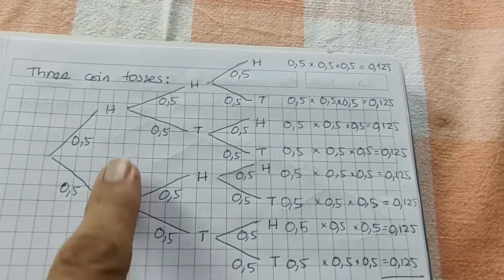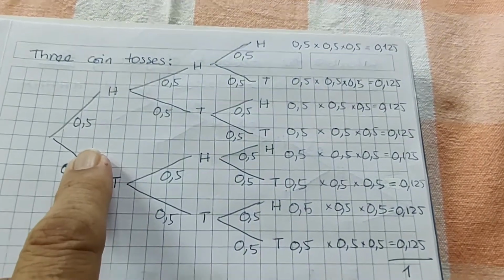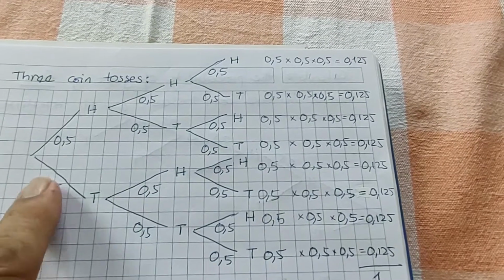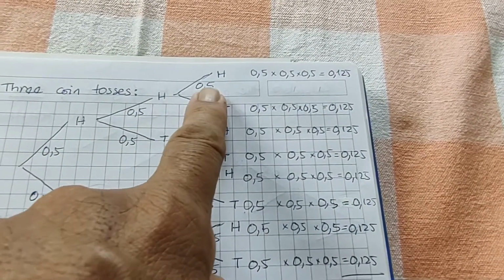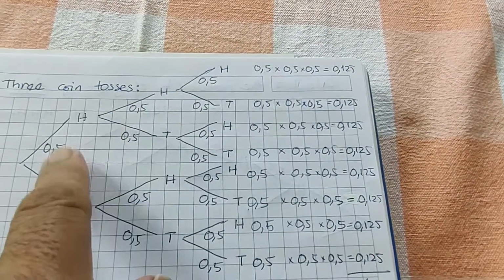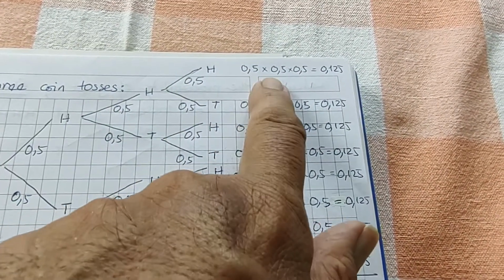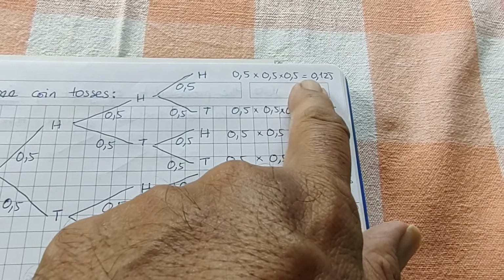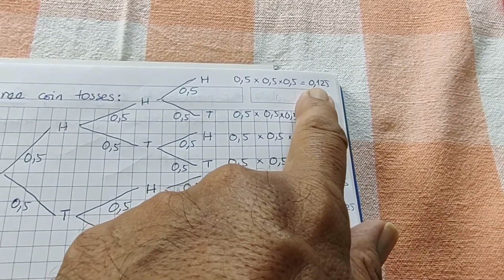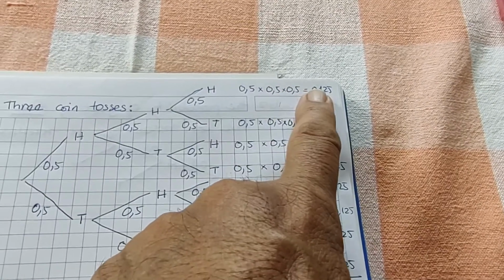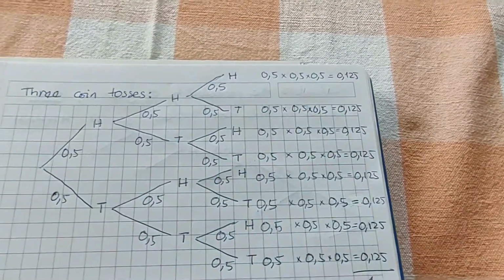Okay. Now if I have a 3 coin toss, so I have 0.5, 0.5, 0.5. So if I get 3 heads, it will be 0.5 into 0.5 into 0.5, which is 0.125. You can do this on your own. Half into half into half is 1/8, which is 0.125.